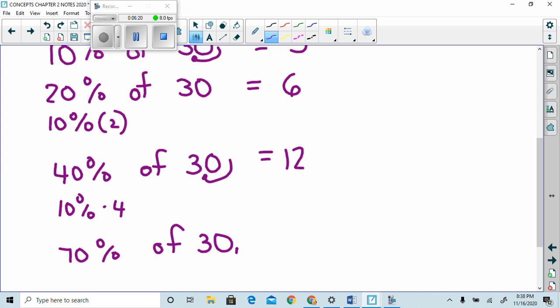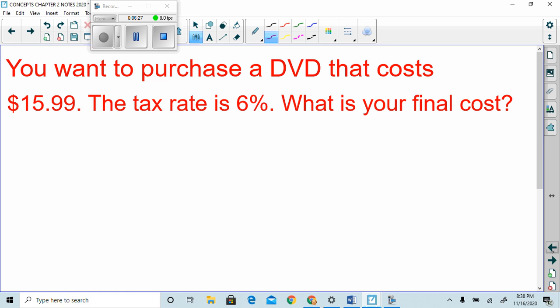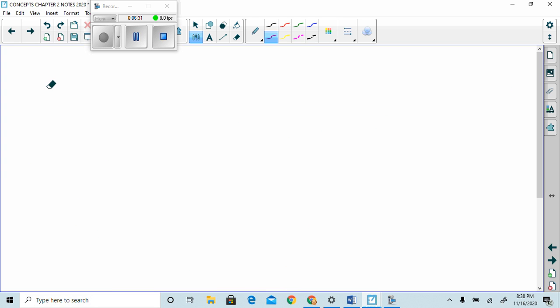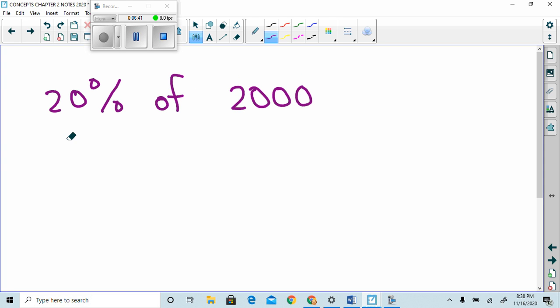Well, we know 10% is 3. 3 times 7, 21. One or two more. What if I had 20% of 2,000? Well, 10% tells me to move my decimal over once, which is 200, and 200 times 2 would be 400.